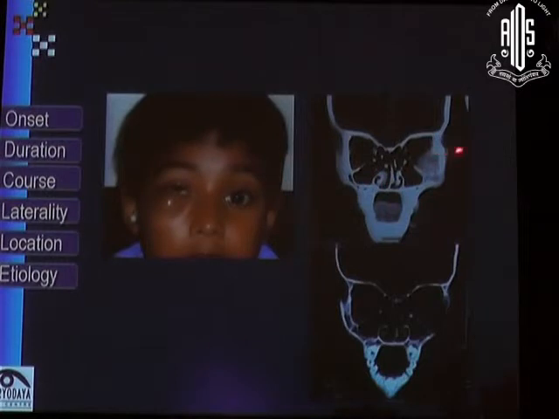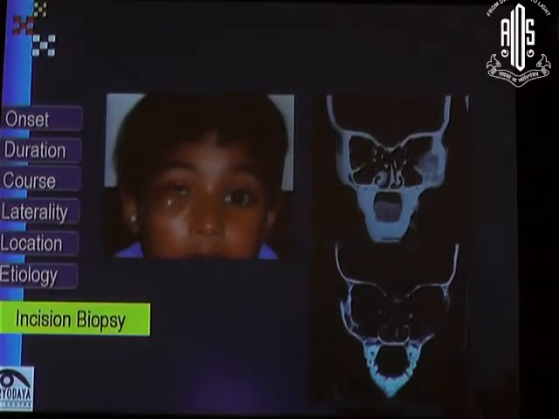He's got a destructive lesion, a bone destructive lesion, which is arising from the zygoma, but it is not involving the sinuses. And we did an incision biopsy for this child, and it turned out to be Burkitt's lymphoma.